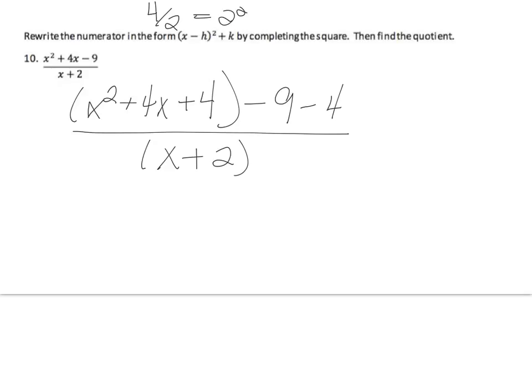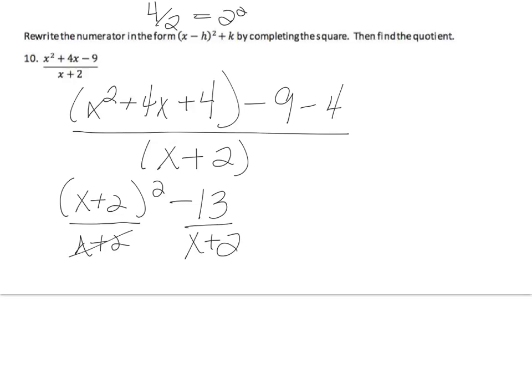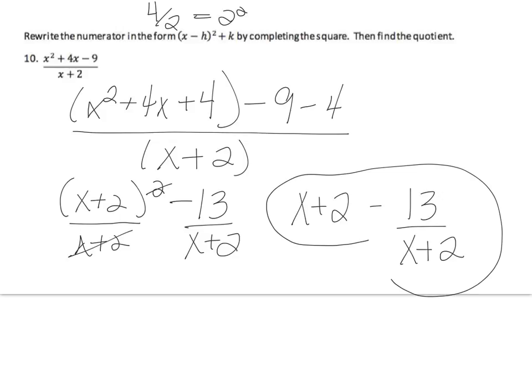That first one is a perfect square, x plus 2 quantity squared minus 13 over x plus 2 over x plus 2. Those cancel out. I'm left with x plus 2 minus 13 over x plus 2. That's actually sort of simple if you can not lose anything.